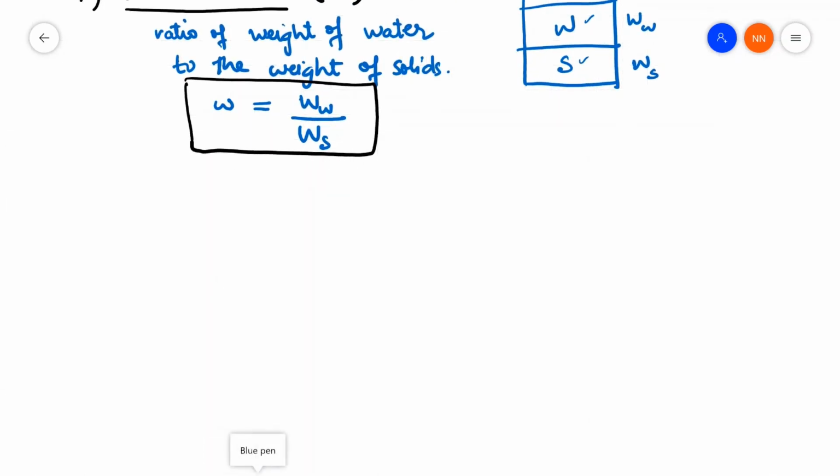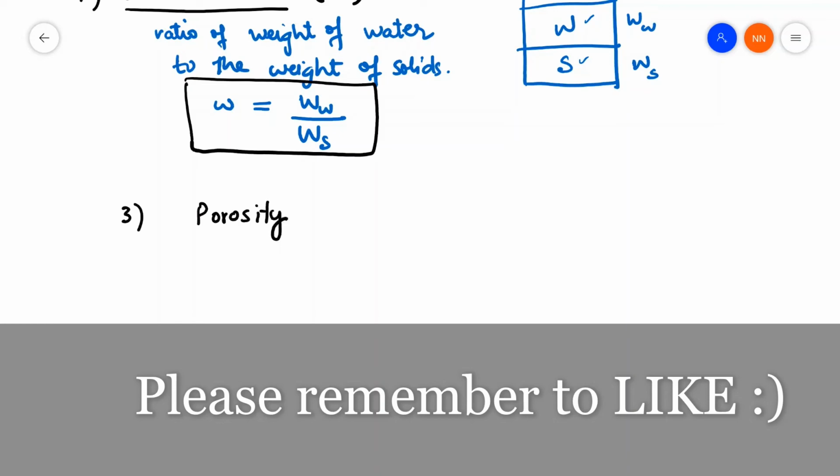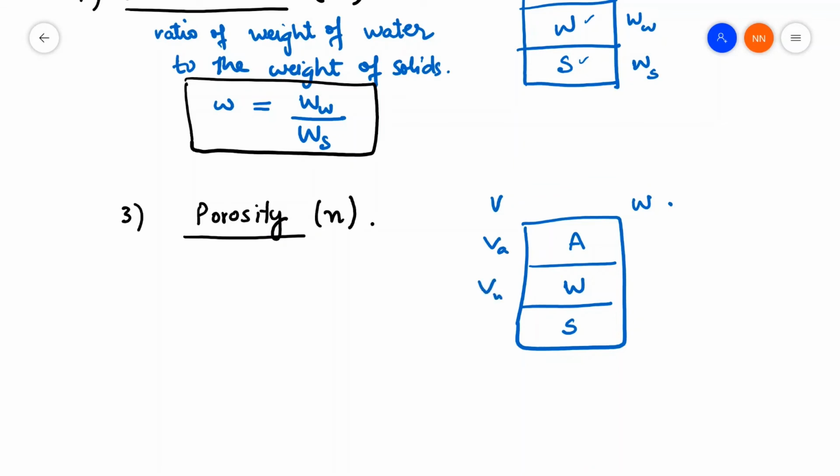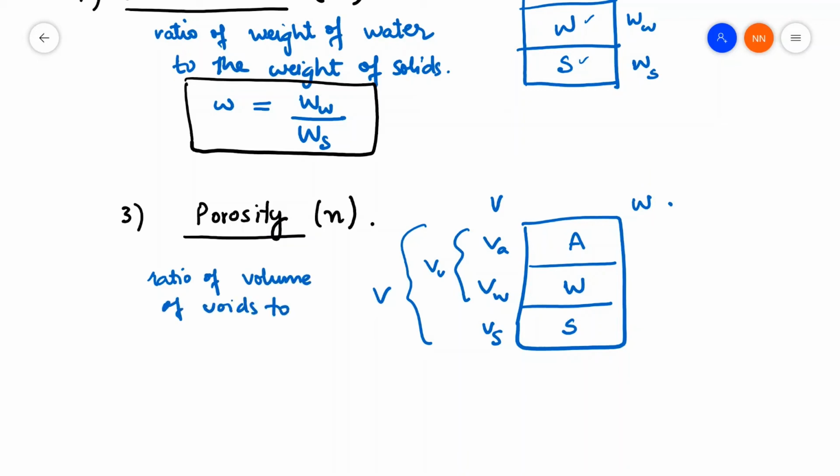Then we have the porosity. So what is porosity? Again, we look at the three-phase diagram. This is represented by small n. If we look at the three-phase diagram again, air, water and solids, this has to do with the volume. So volume of air, volume of water, volume of solids, volume of voids and total volume V. So what's porosity? Porosity is the ratio of volume of voids to the total volume. So n equals Vv over V.